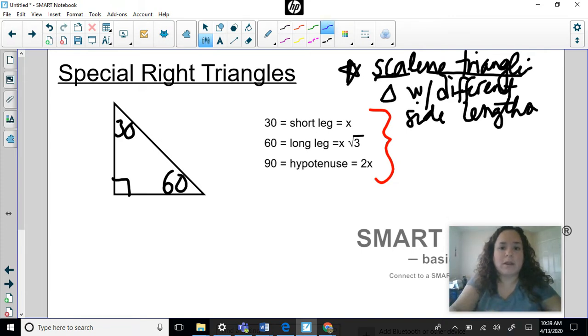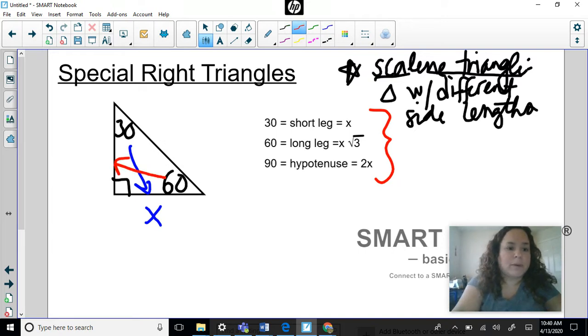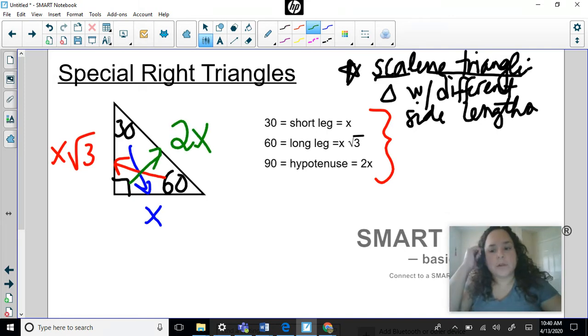What I mean by that is that the side that's directly across from the 30 is labeled x, and the side that's directly across from the 60 will be labeled x square root of 3. And then the third side directly across from the 90 will be labeled 2x. And we will use this to find the values of the missing sides in this type of right triangle.